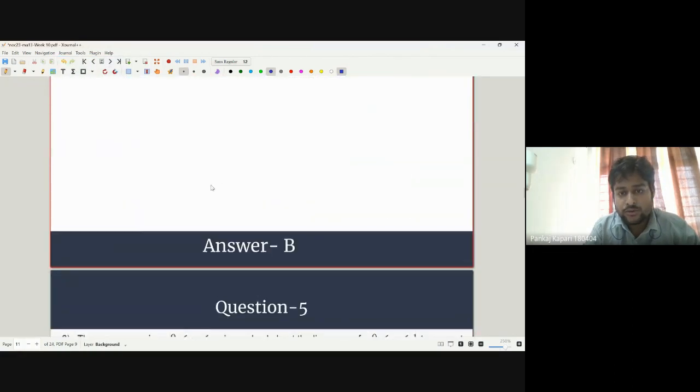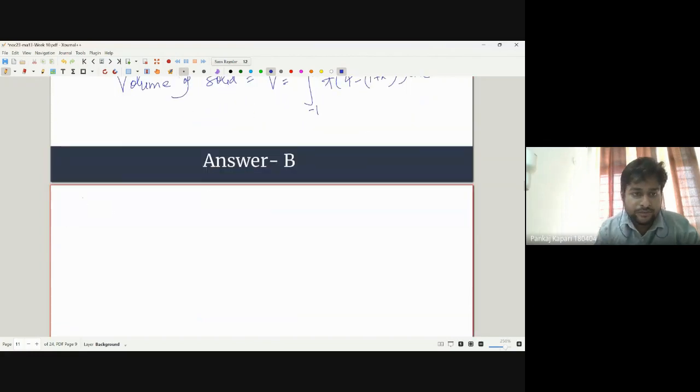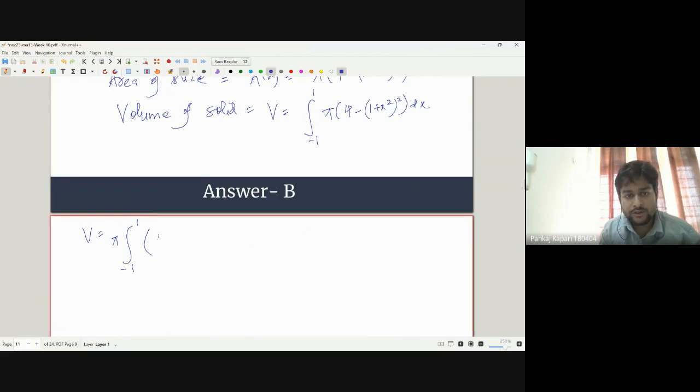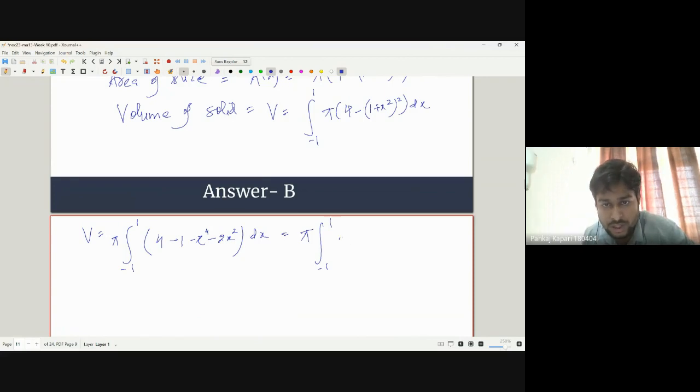Now to get this volume, you have to just integrate. Let's write V as the integral from -1 to 1, with pi outside in the bracket. Let's take the square of everything. So we have 4, and then the square of 1 plus x square, which gives 1 plus x to the power 4 plus twice x square, dx. Again, this is equal to the integral from -1 to 1. Now 4 minus 1 will give you 3. So this is 3 minus x to the power 4 minus twice x square, dx.